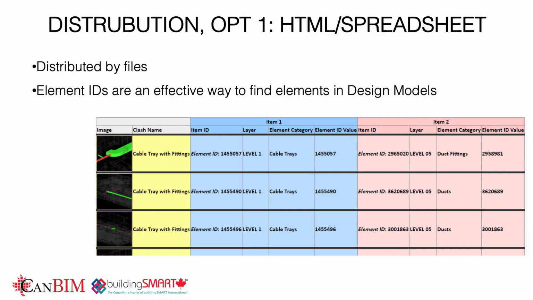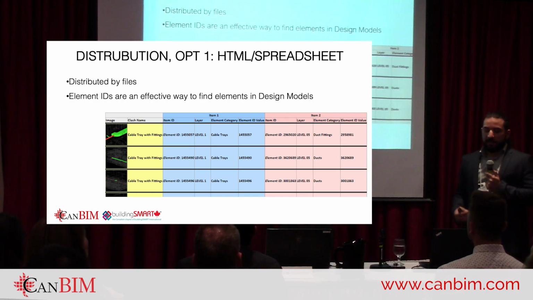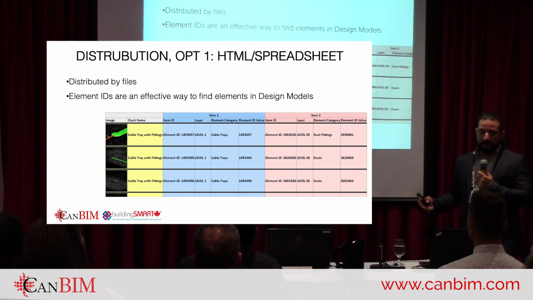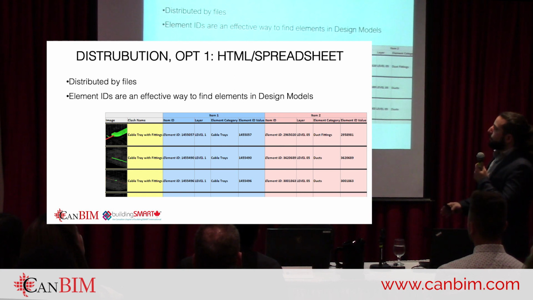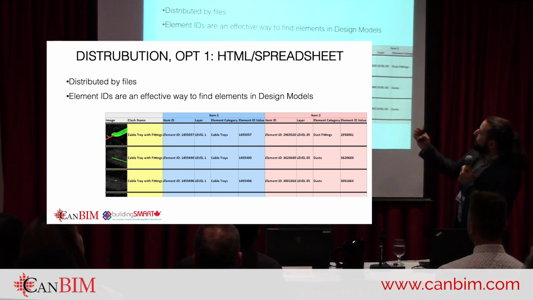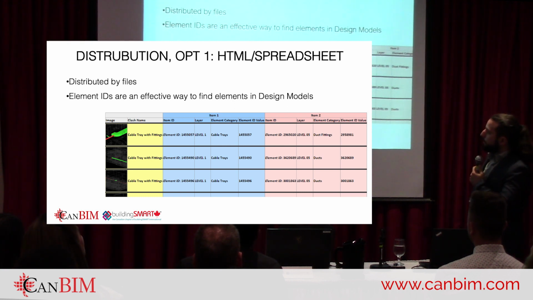So to distribute the clashes, there are a couple of different methods. Option one is to have just a flat document. This is what Navisworks gives. You can have this in PDF, spreadsheet, HTML. It's all basically the same thing. It's just a flat table that tells you line by line, this is the clash, this is a picture of it, and some other information such as the category of the item.